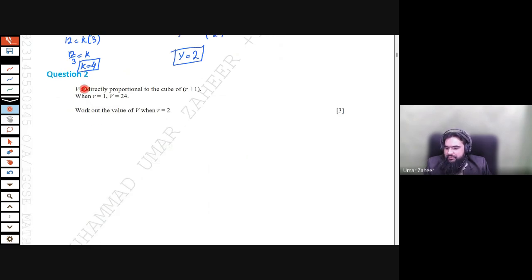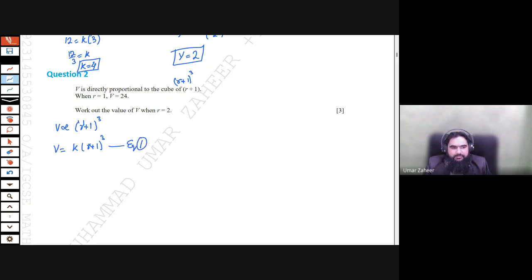Now look here, we have the next question. He says that v is directly proportional to the cube of r plus 1. Cube of r plus 1 means r plus 1 whole power 3. When r is equal to 1, v is equal to 24. So v is directly proportional to r plus 1 whole power 3. So we get v is equal to k into r plus 1 whole cube. This is my first equation.